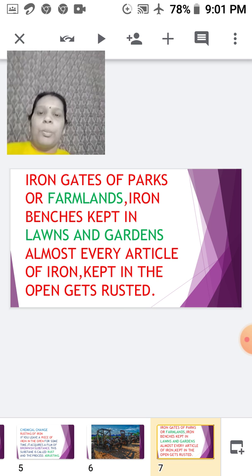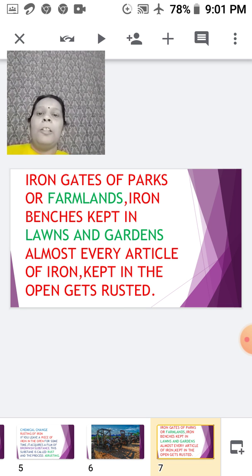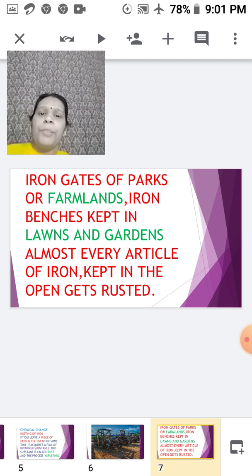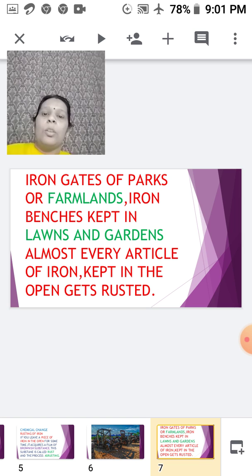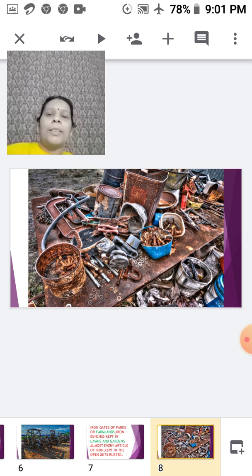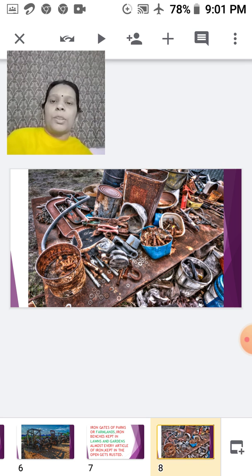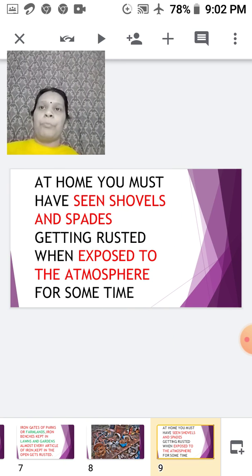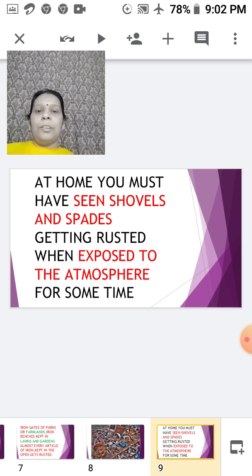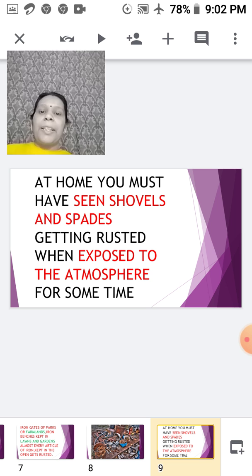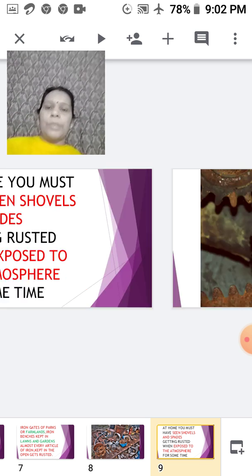Iron gates of your park, of your farmlands, even the benches of your garden, almost every article of iron which is kept in the open gets rust. These are some of the examples which you come across in your day-to-day life. Even at your home, you might have seen your shovels and your spade, and even sometimes your knife. They get rusted when exposed to the atmosphere for some time.